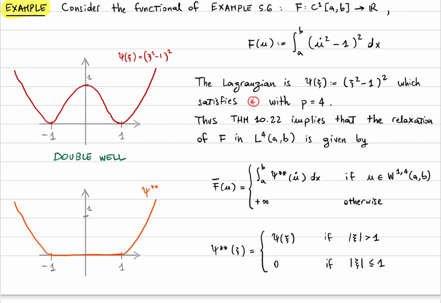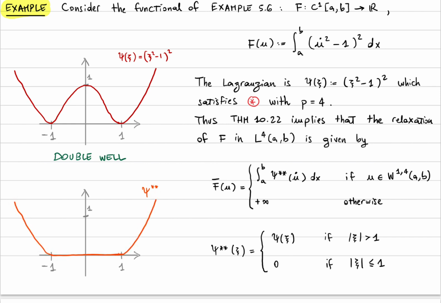So this is the profile of psi, satisfies star with p equals 4 and some A and B. And therefore theorem 10.22 implies that the relaxation of f in L4 of AB is given by this function here. So the relaxation is the integral from A to B of psi star star of u dot if u belongs to W14 of AB, and plus infinity otherwise in L4 of AB. Okay, and in this case, psi star star can be computed to be this function here.